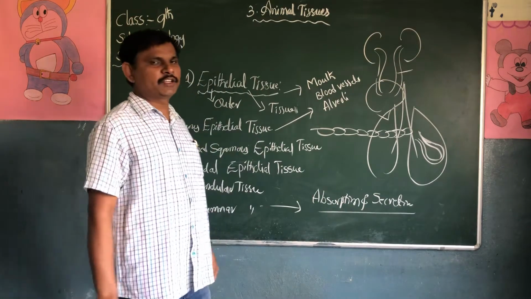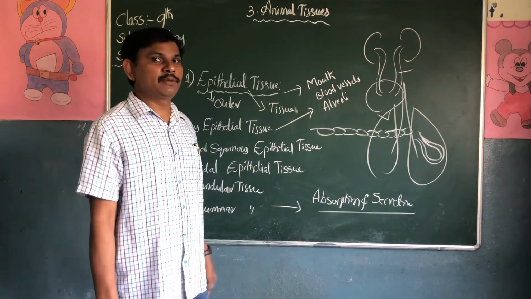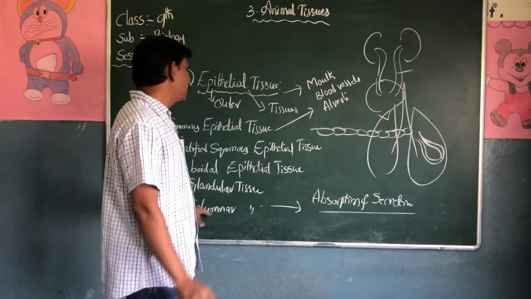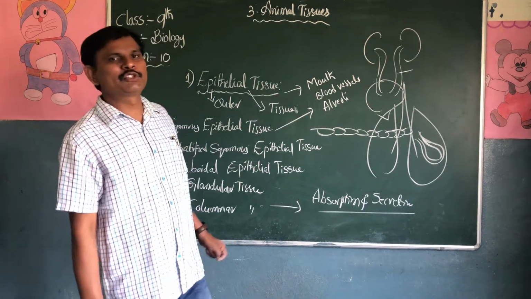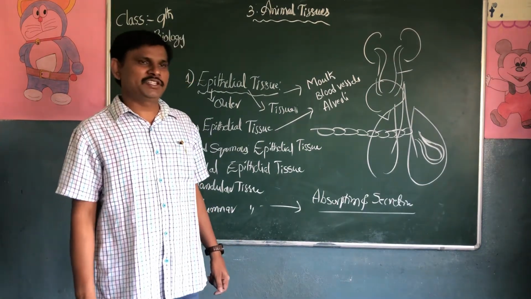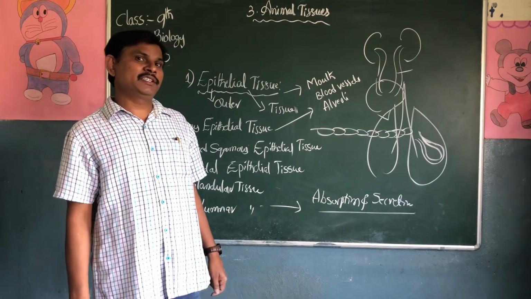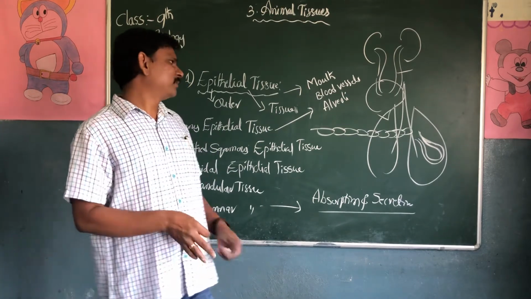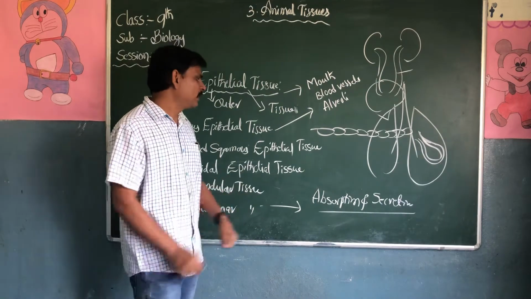Absorption and secretion. Where absorption and secretion take place in the body, there columnar epithelial tissue is present. What is absorption and what is secretion? What is secretion and what is excretion? We will discuss that in the 8th class.